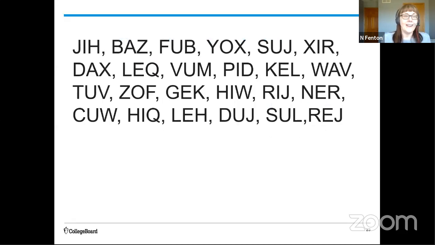So what you have here are a bunch of nonsense syllables. These are consonant-vowel combinations that Ebbinghaus used when he was studying memory and studying forgetting. So take a moment and read through this list a few times.